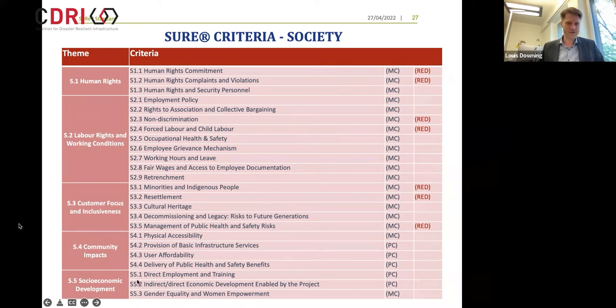And then finally, socioeconomic development. So direct employment and training. So how are we making sure that the project is sustainable and resilient in the sense of moving the capacity locally rather than just shipping in capacity, foreign capacity, which then leaves again. Then S 5.2, indirect and direct economic development enabled by the project. So what's the project's role in the broader economy? And then finally, gender equality and women empowerment.